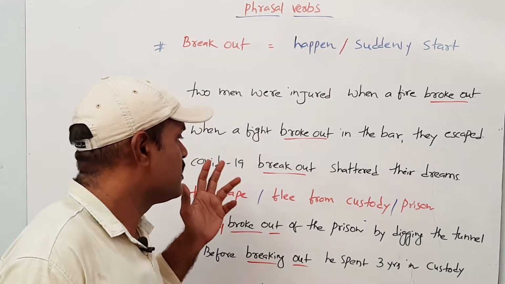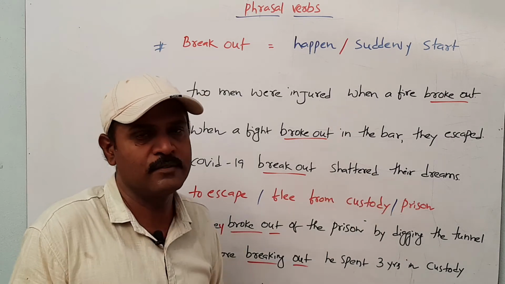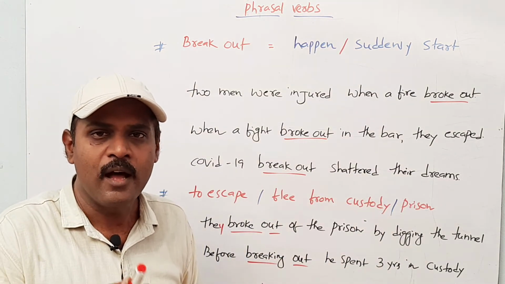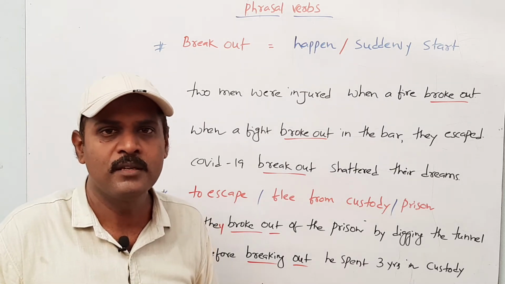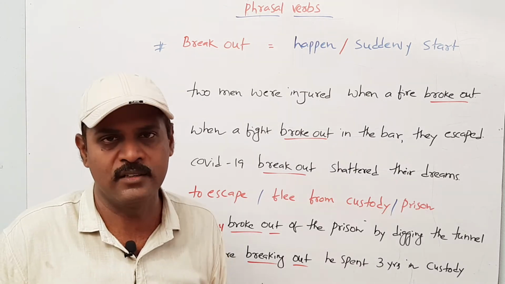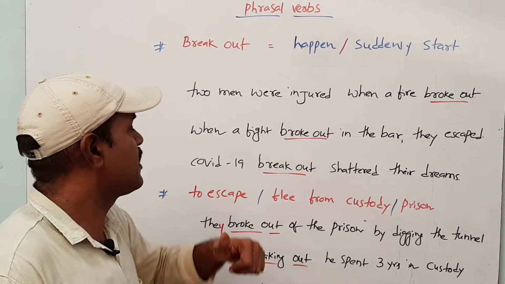Okay. Next meaning is to escape or flee from custody or prison. Usually, the convicts, prisoners, some kind of burglars, wrongdoers are trying to escape from prison or police custody. At that point of time, we have to use breakout.